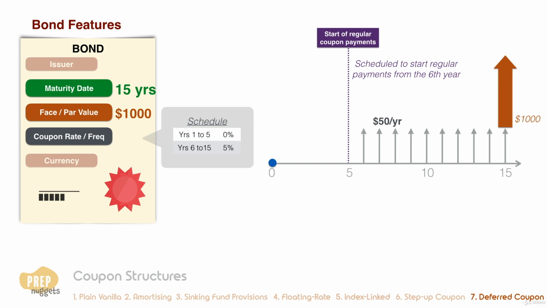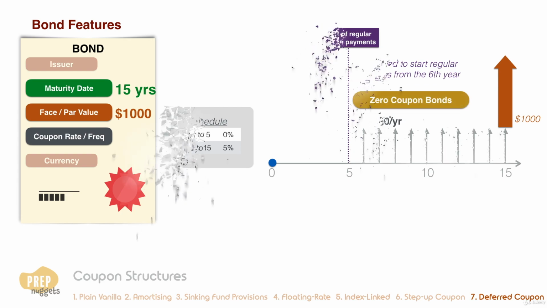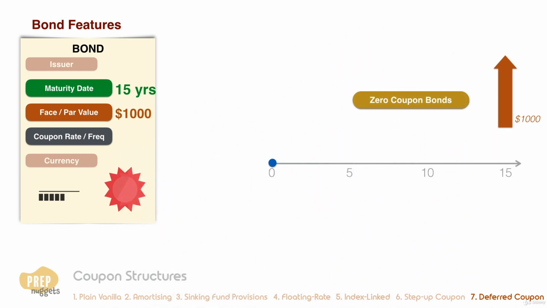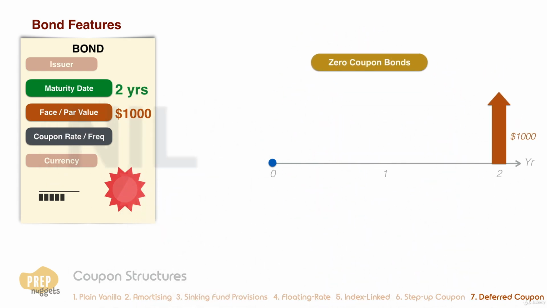One special type of a deferred coupon bond is the zero coupon bond. As its name implies, the bond pays no interest prior to maturity. Also known as pure discount bonds, these bonds are sold at a discount to their par value, and the interest is all paid at maturity when bondholders receive the par value.